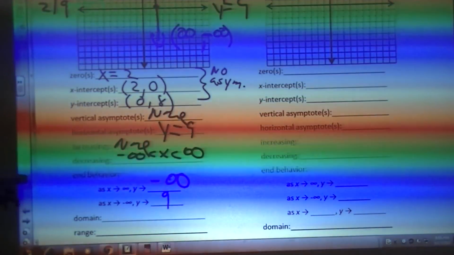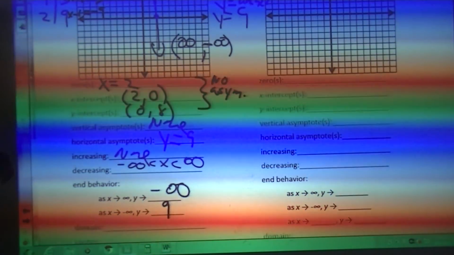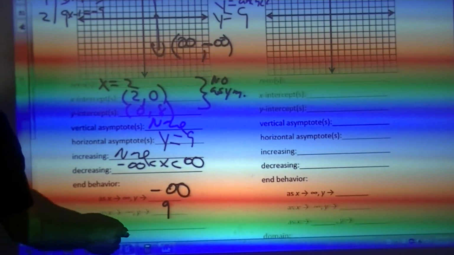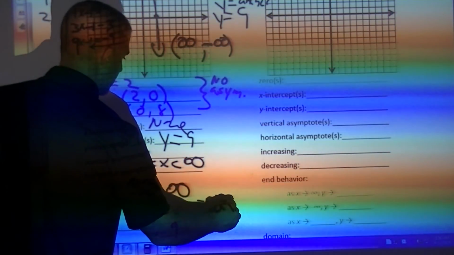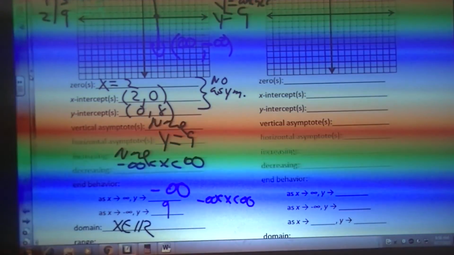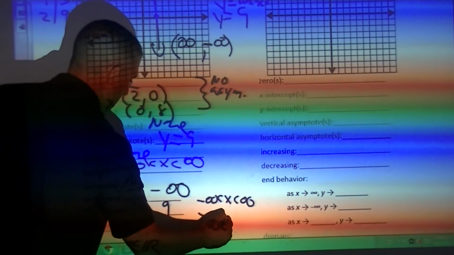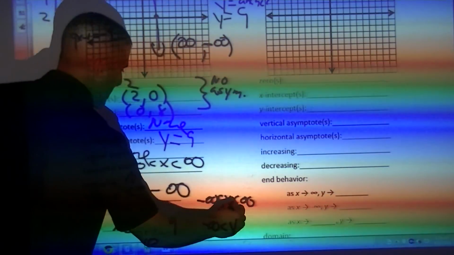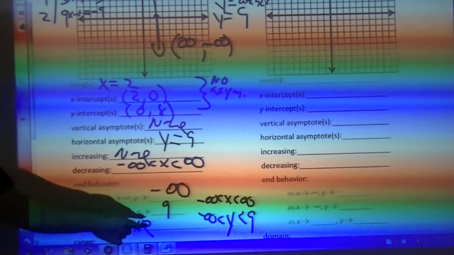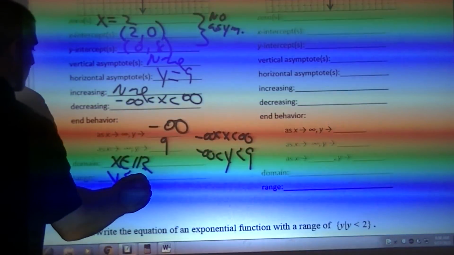The domain: smallest x value here is negative infinity. Biggest is positive infinity. So the domain is all real numbers. For the range, my smallest y value is negative infinity. My biggest y value is 9. I don't put a line underneath that because the asymptote includes that. So that's going to be y is less than 9.